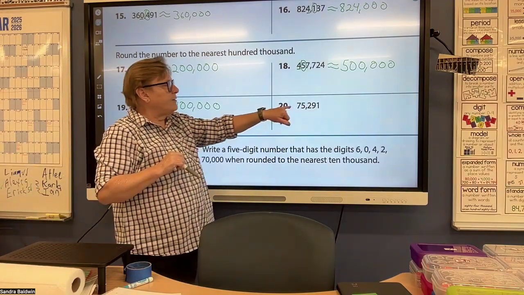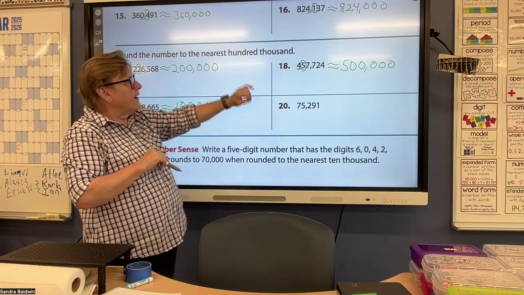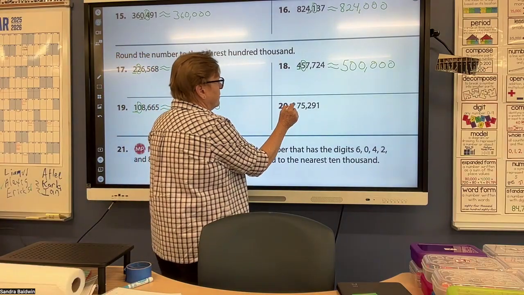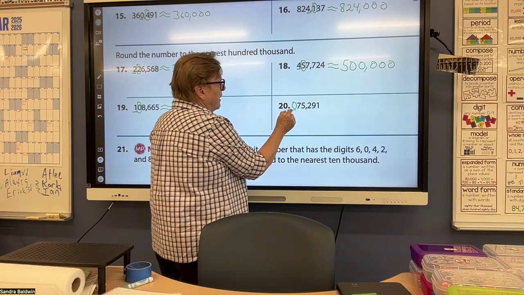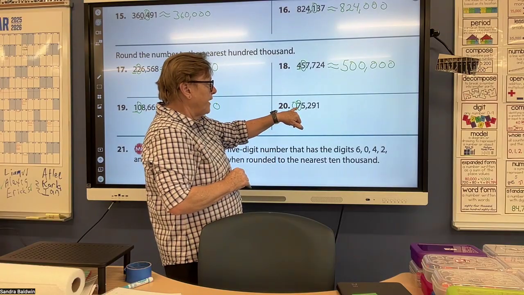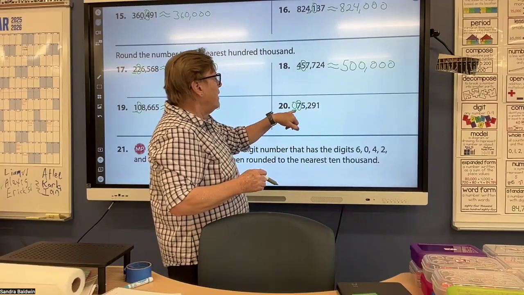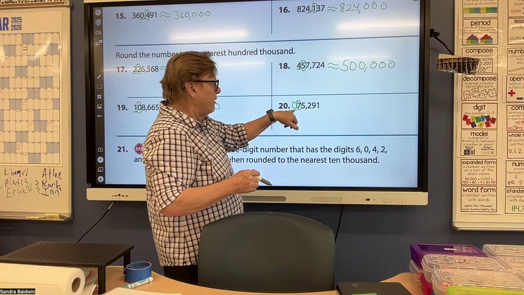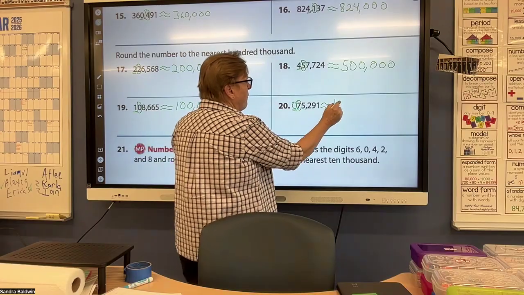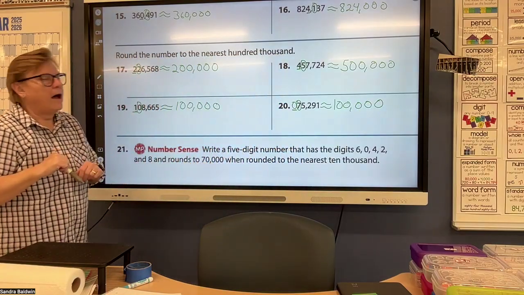All right, for 20, it's 75,291. Well, this says to the nearest 100,000. I don't have a 100,000 digit here. I think in my head, this is a 0. I could do that and circle this. The 7 is greater than 5. So instead of it being 0, this actually is closer to 100,000. I will round up. That 0 becomes a 1. Everything else is a 0. I hope this helps.